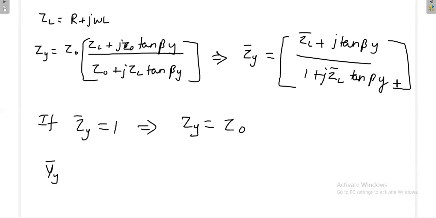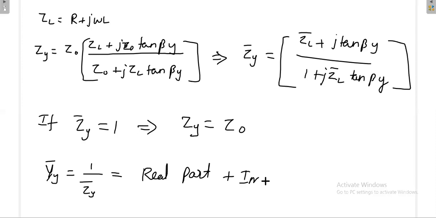Once I have this quantity, just reverse the numerator and denominator, and then you can calculate Y bar. Finally, y bar is equal to zy bar. Once you multiply this fraction with the denominator in both numerator and denominator, finally it consists of some real part and imaginary part. That I think you know, real part and imaginary part.